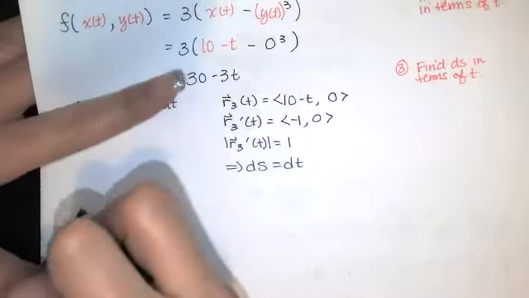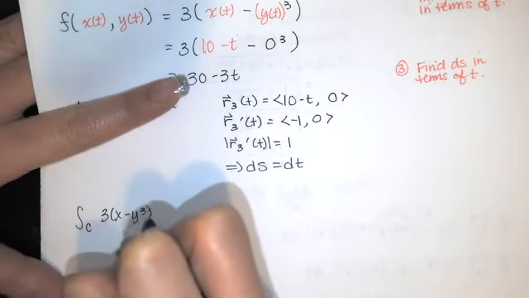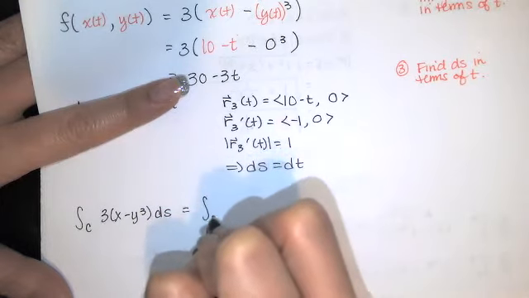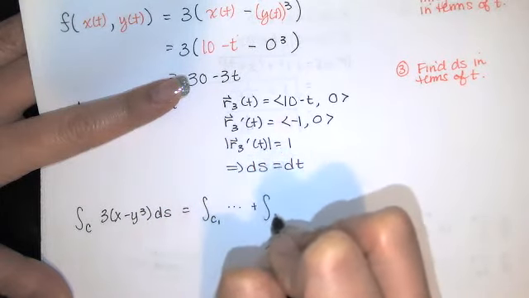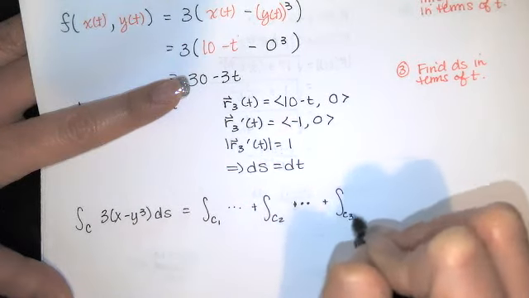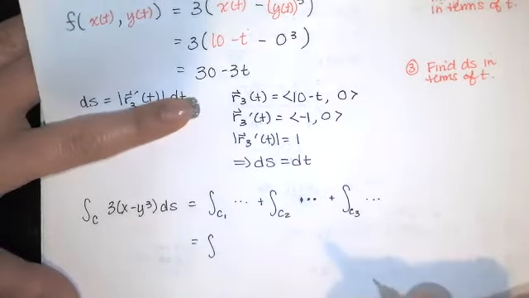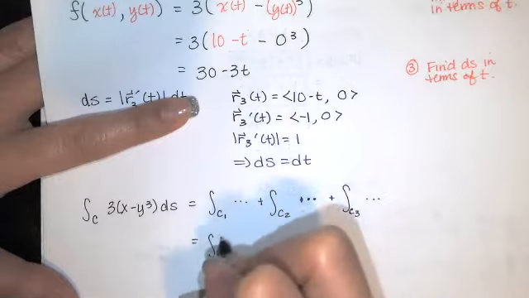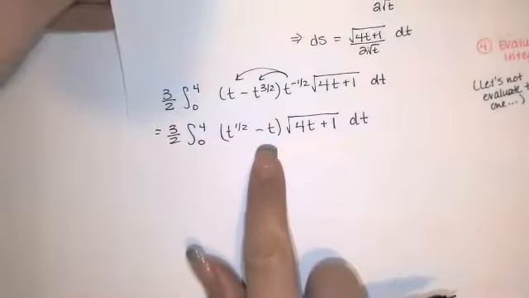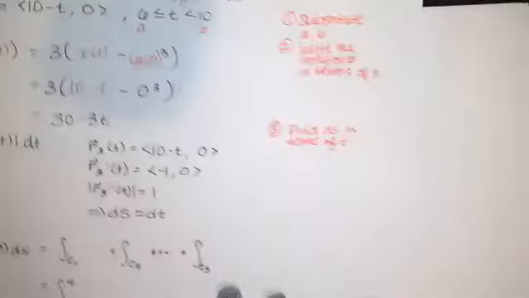Okay, so this question was about an original line integral. We said, find the line integral over C of 3 times x minus y cubed ds. And it was the line integral over C1 plus the line integral over C2. And I'm putting dots there because I don't want to fill in all of the details. But the line integral over C1 happened to be the integral from 0 to 4 of, let's see, it was this. t to the 1/2 minus t times that square root.